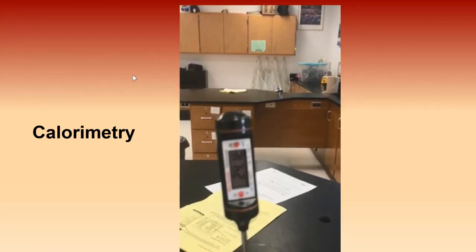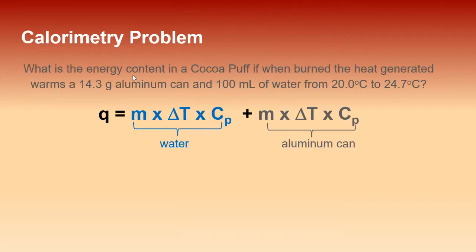All right, so if we were trying to figure out how much heat was given off by the Cocoa Puff, we would want to know how much heat went into the water in that can and how much heat went into the actual can. So we're going to use the mass of water, the change in temperature of water, and the specific heat of water, and we're going to add it to the mass of the can, the change in temperature of the can, and the specific heat of the can.